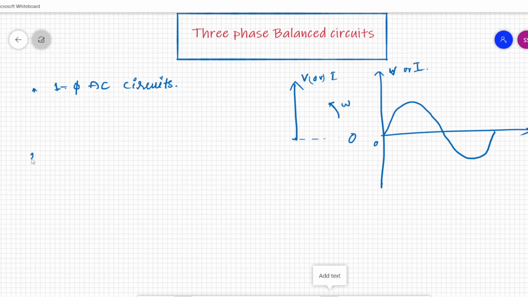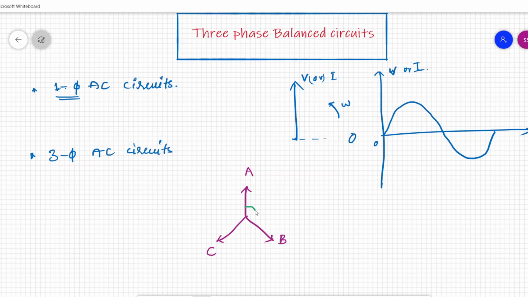Now we are going to see three phase AC circuits. As it was a single phase AC circuit, there was one phasor, but now for three phase AC circuits there will be three phasors, and they are displaced by 120 degrees from each other. Let us assume these are phase A. Phase B will be 120 degrees away from phase A, and phase C will be 120 degrees away from phase B. So the angle between two phases is 120 degrees. This is a three phase AC circuit.